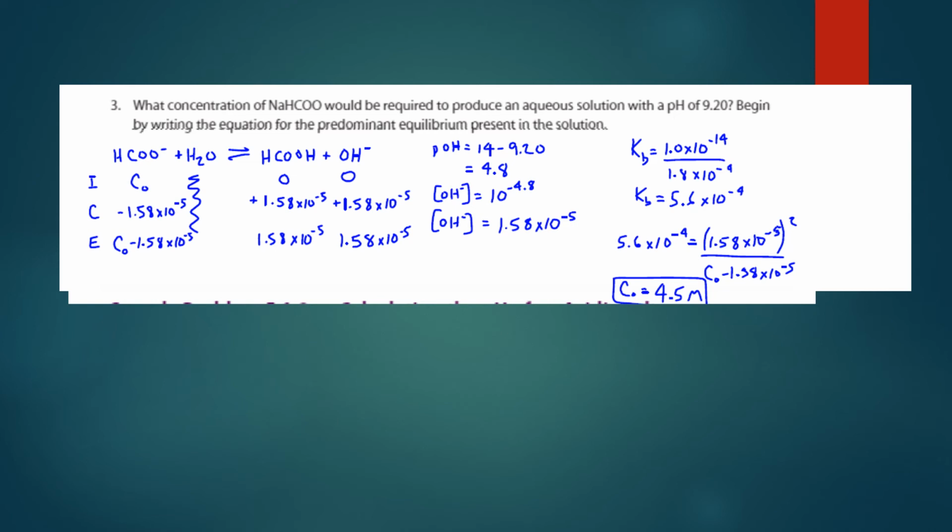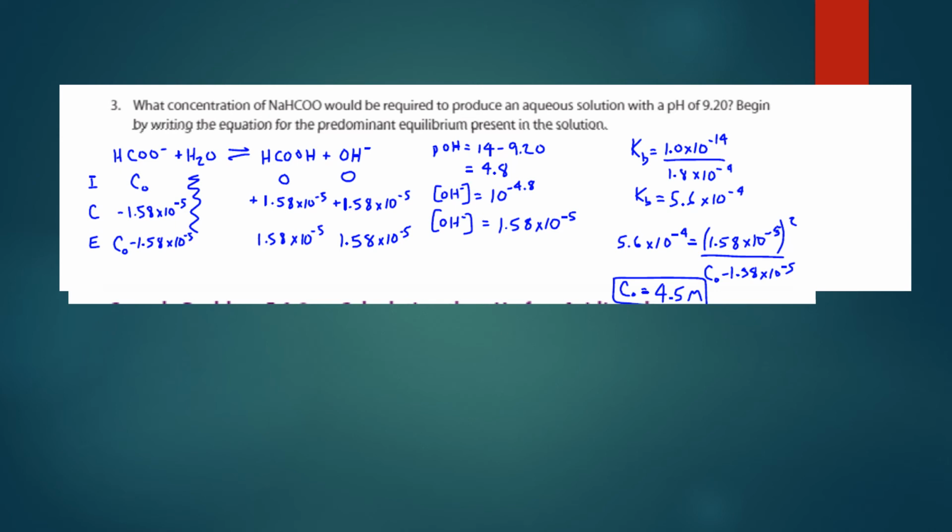Now I'm going to go to my Kb formula. I know my Kb is going to be 1 times 10 to the negative 14, Kw, divided by the Ka of the conjugate acid. Okay, so I'm looking at the conjugate acid, HCOOH, and that Ka value is 1.8 times 10 to the negative 4, just taking that right off the chart. So my Kb value for HCOO minus is 5.6 times 10 to the negative 4.